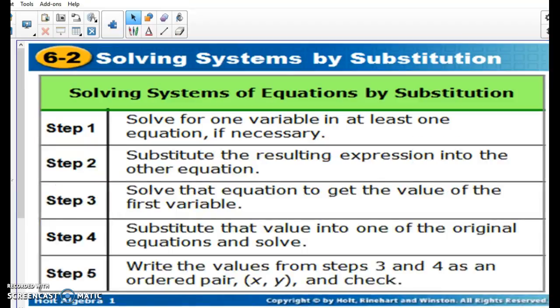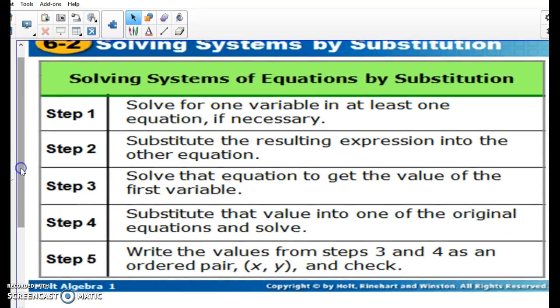So substitution. We pretty much have 5 steps here. First, solve for one variable in at least one equation. It says if necessary, because some of these problems will already give you y equals this or x equals this. Some problems won't, so we might not even have to do step 1. Step 2, substitute the resulting equation into the other equation. So if it says y equals 4, then in the next equation y is still going to equal 4. Step 3, solve that equation to get the variable. Step 4, substitute it in to get the other one, and step 5 is just writing it as an ordered pair.